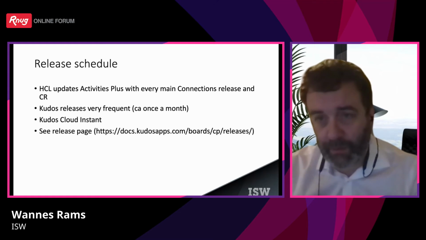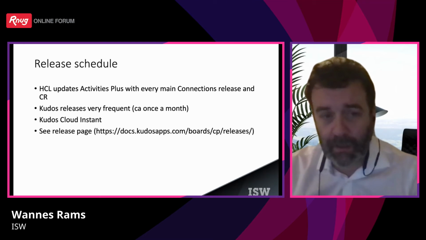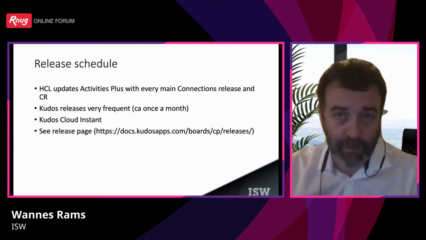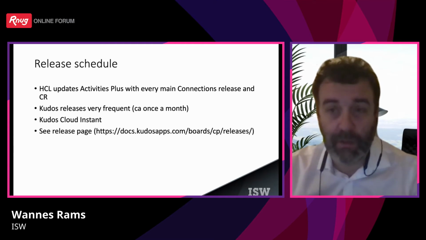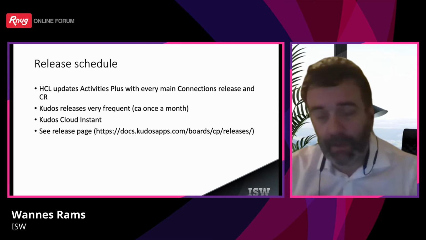Our Docker Hub repository gets updated once a month. So if you install Activities Plus using OpenShift or your own Kubernetes environment, you will be connecting to our Docker Hub. So you will get every update once a month as well.